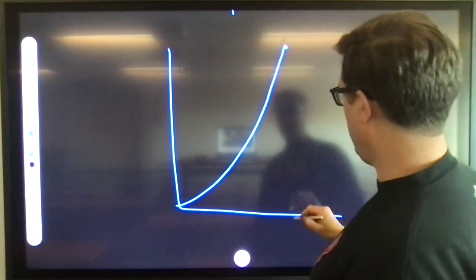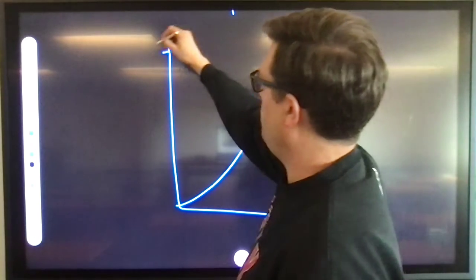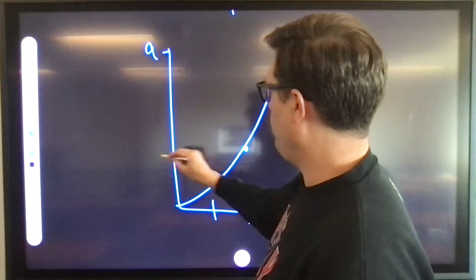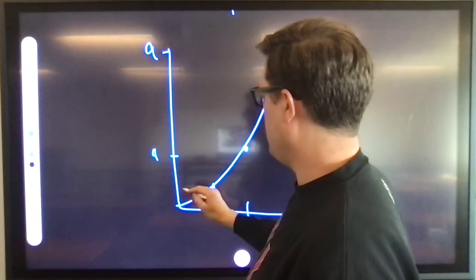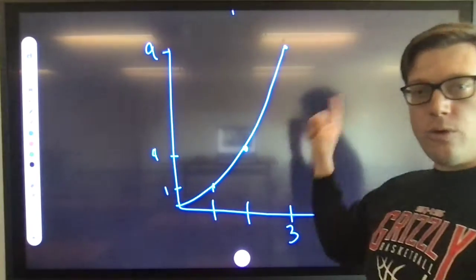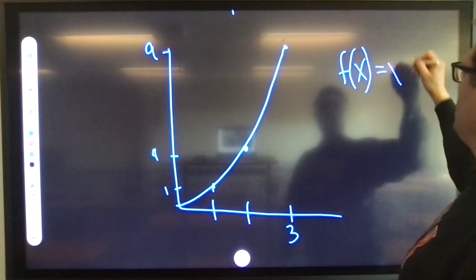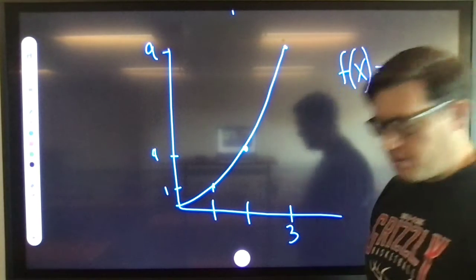Okay, this is at 3, so that must be a height of 9. 1, 2, that's at a height of 4, and this one is at a height of 1. Okay, 1, 4, 9 on the heights. This is meant to represent that function.